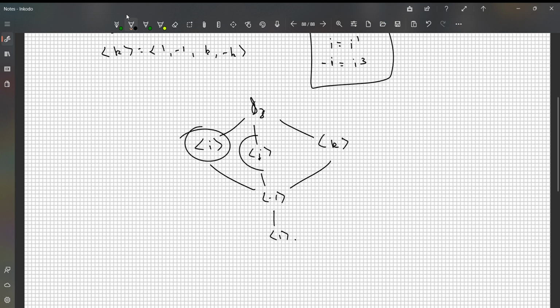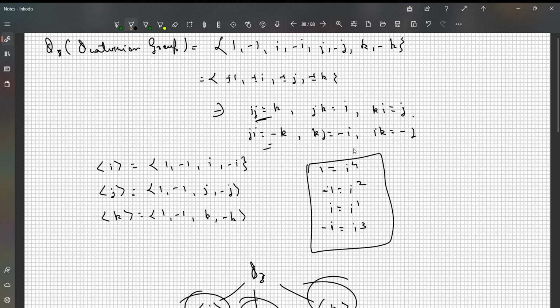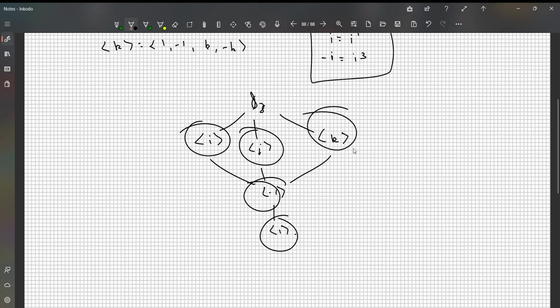Clear? So notice that these are cyclic subgroups. This is also a cyclic group, this is also a cyclic group. So all these subgroups are cyclic. In fact, abelian. But Q8 itself is not abelian, because you can obviously notice from the fact that ij is not equal to ji, right? So it's a pretty important group.